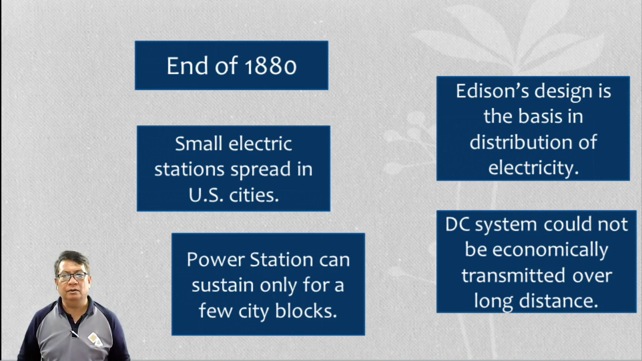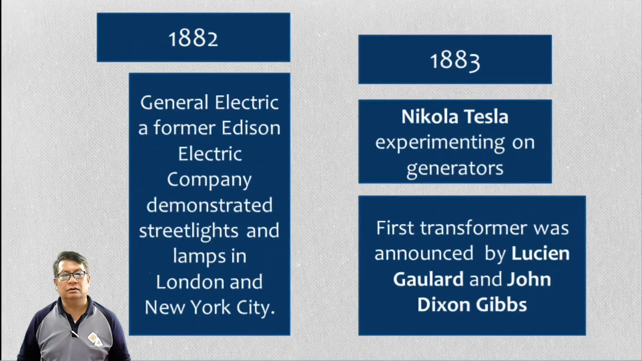Okay, so in 1882, we will hear about General Electric. It is an electric company, and ito po yung tinatawag nila noon na Edison Electric Company. This General Electric demonstrated street lights and lamps in London and New York City. Ito po yung pinakauna na mga lugar na nabigyan ng mga lighting system. Mayroon na silang mga street lights.